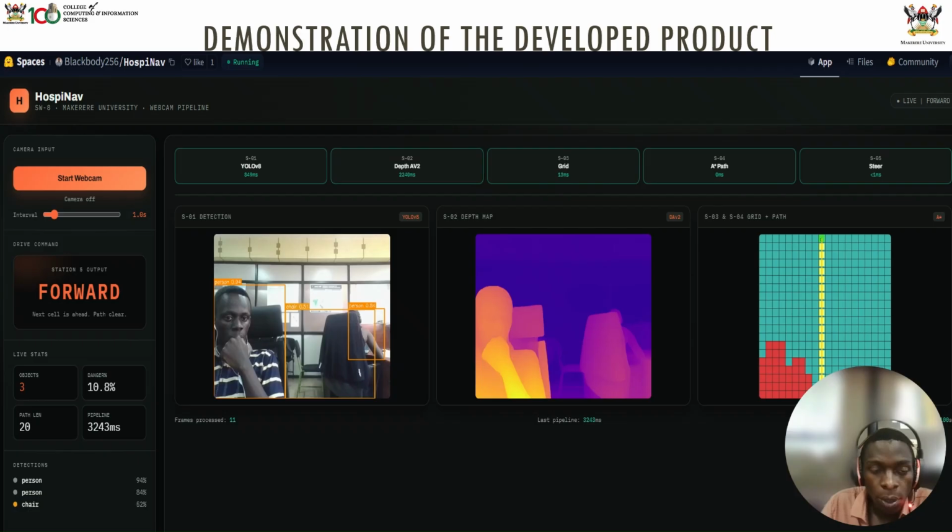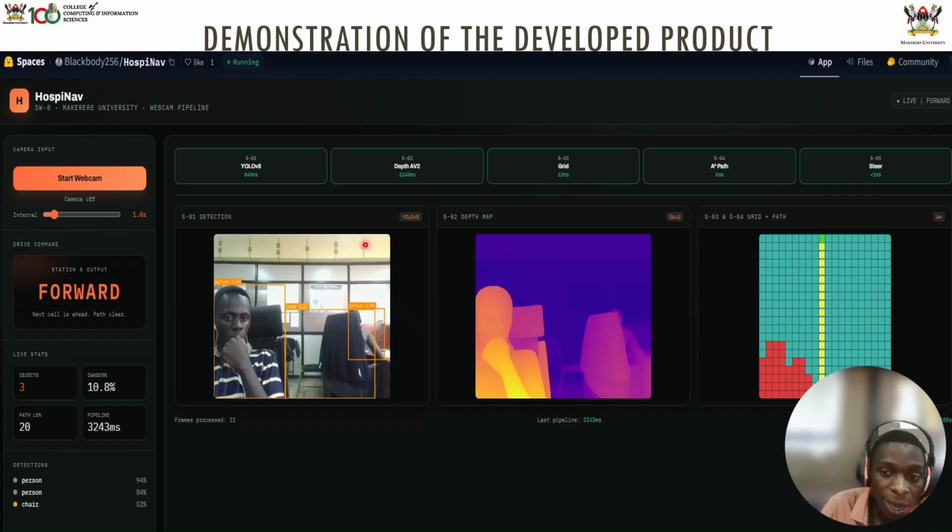Now we have a demo of the developed product, and that video will also be posted with our submission. But this is just a small, brief overview of how it works. The full pipeline is deployed as a Flask web application on Hugging Face Spaces. The browser, in this case on Start Webcam, captures a frame, encodes it as a base64 JPEG, that is Joint Photographic Experts Group, and sends it to the server via a POST to an endpoint called process frame in our application.